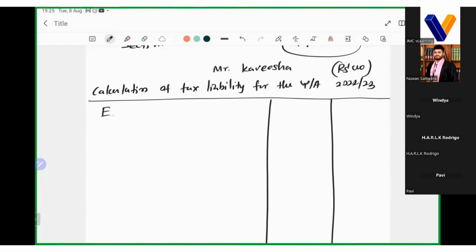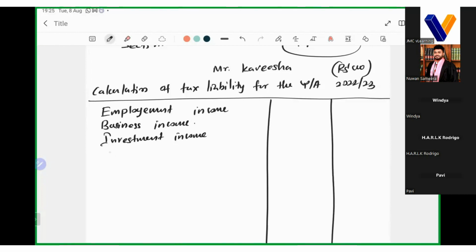I read the question, then I identified there were three incomes: employment income, business income, and investment income. There were no other income. The business income, there are two businesses, right? Then I will write down here.